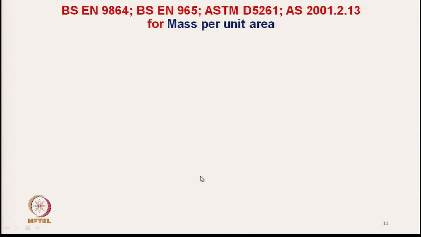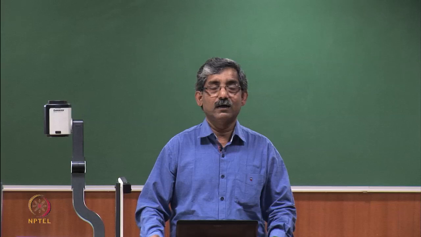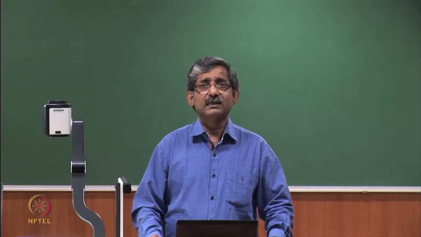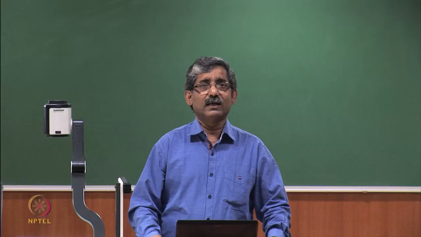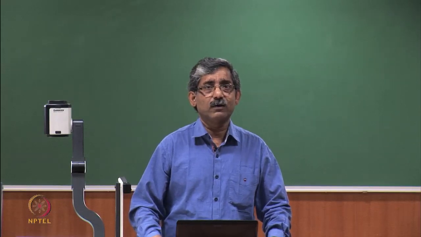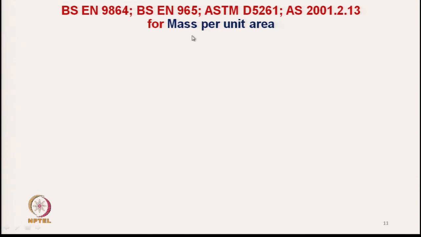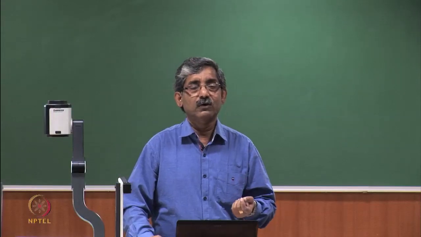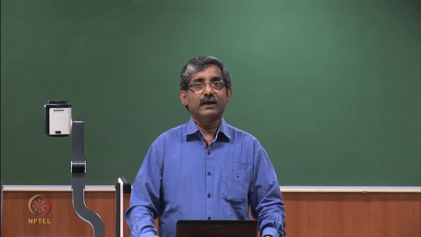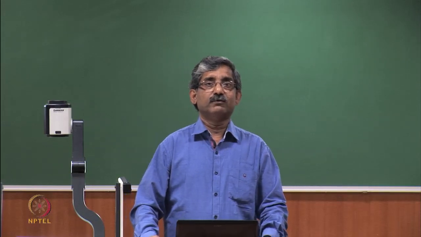Next characteristic is mass per unit area. We can test mass per unit area by many standards like BS EN 9864, BS EN 965, ASTM D 5261, ASTM 2001.13. Any method we can use, and if we follow this method, we can get the mass per unit area of geotextiles.